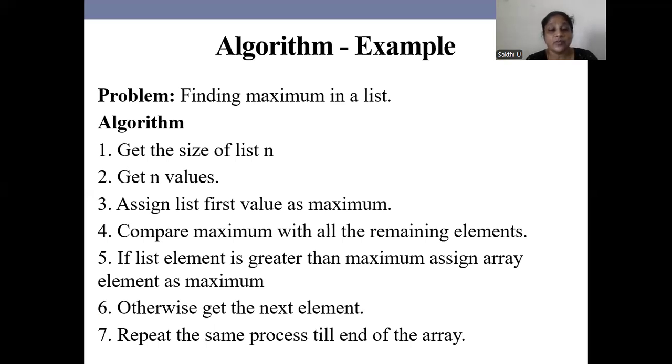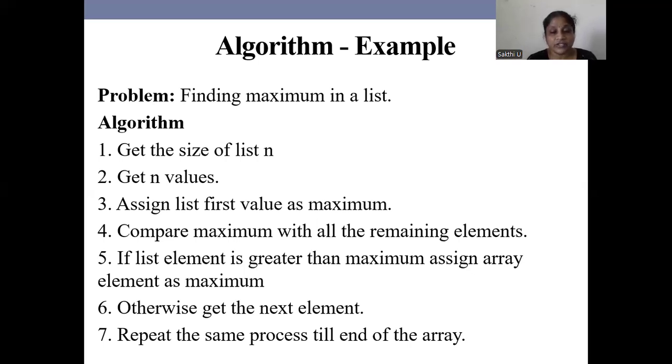Take the first value. For example, A is the array name. Take A[0] and assign it as the maximum. Then that maximum value is compared with all elements in the array, that is, elements from 1 to n minus 1, because the index starts from 0 and goes to n minus 1. A[0] is taken as the maximum, and from 1 to n minus 1 the loop is iterated.